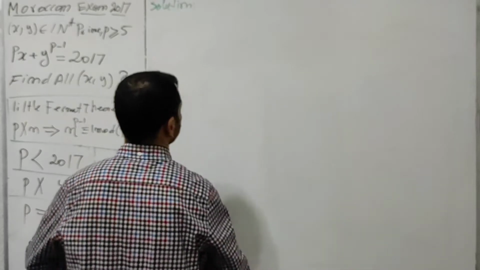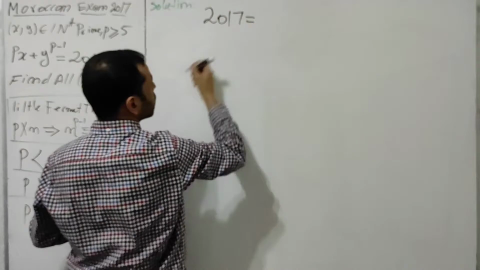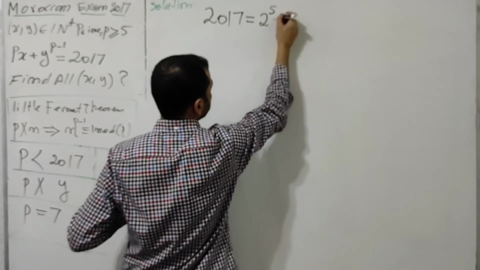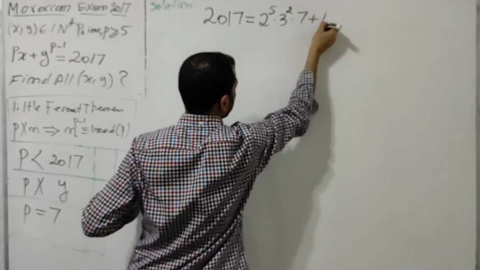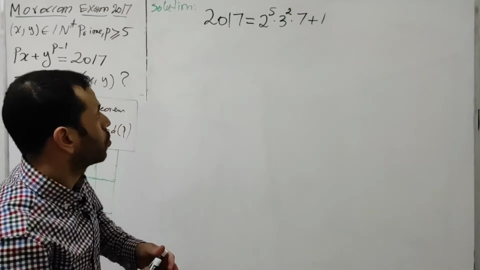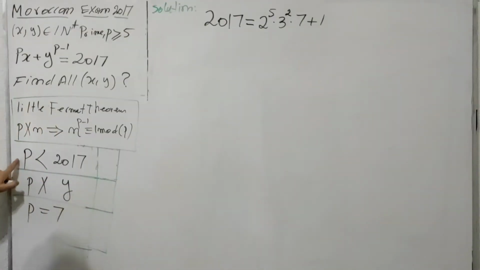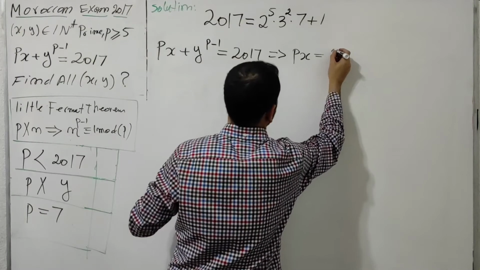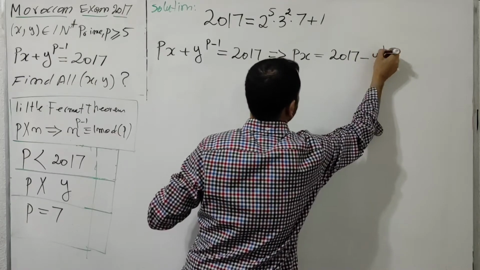So notice here 2017, as a prime, equals 2 to the 5 multiplied by 3 to the 2 multiplied by 7 plus 1. So 2, 3 and 7 are the primes. In order to show the first fact, p is strictly inferior to 2017, we have this equation: x equals 2017 minus y to the p minus 1.